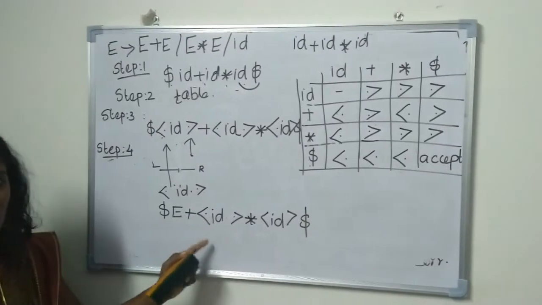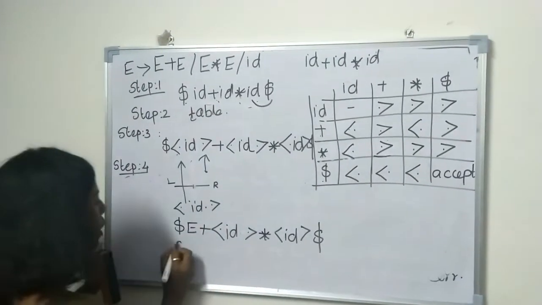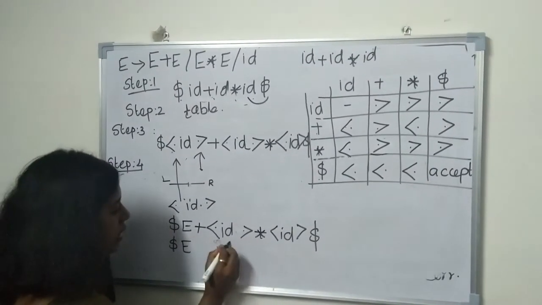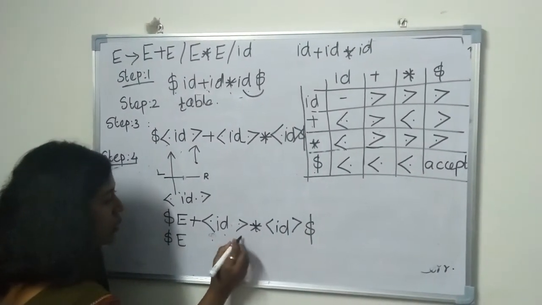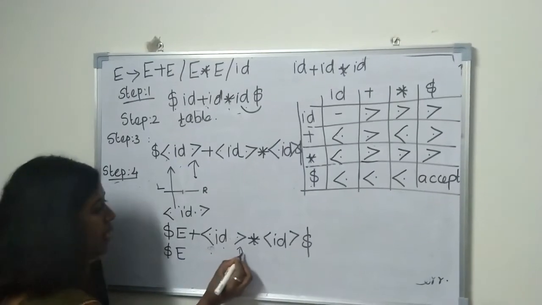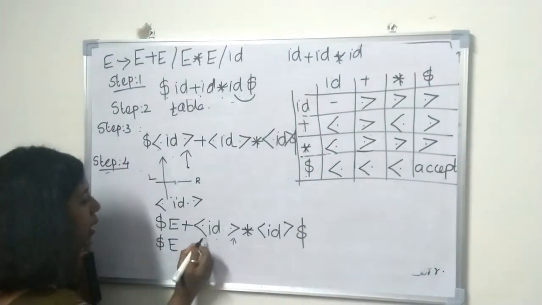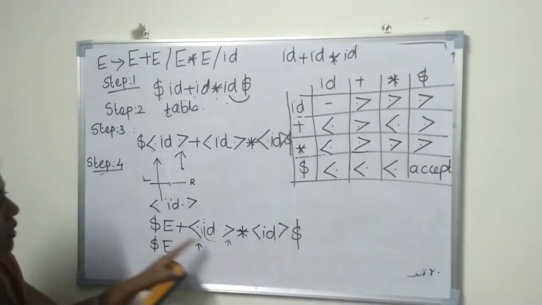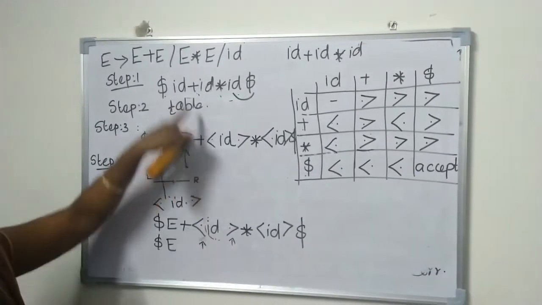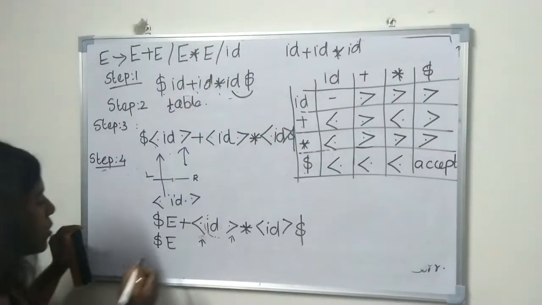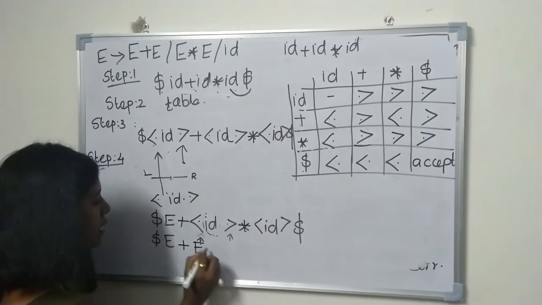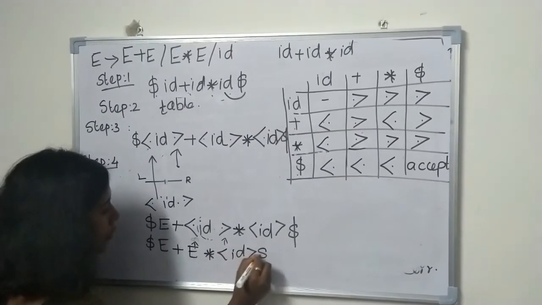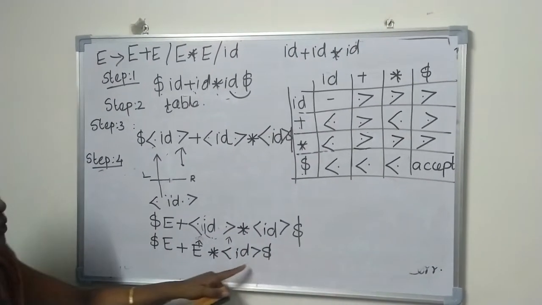Again I will continue the same steps. So dollar E. I'll start scanning from here: less than, then ID, then greater than. So once I find this greater than symbol, I'll start scanning from right to left. So again I'll find this. I'll see is there any production for this to reduce. So now E derives ID is there. So it will be E plus E star ID. Done.